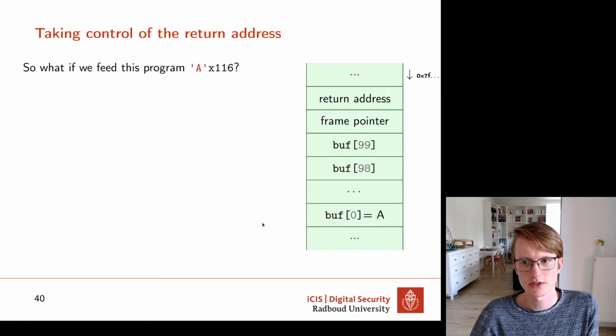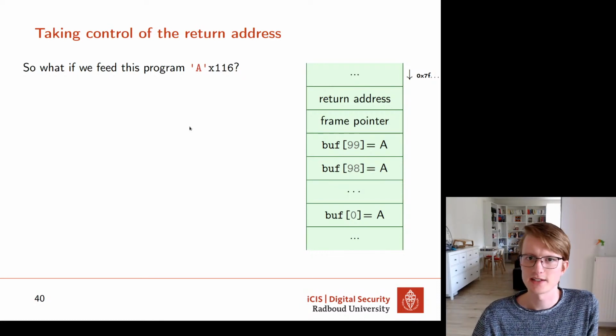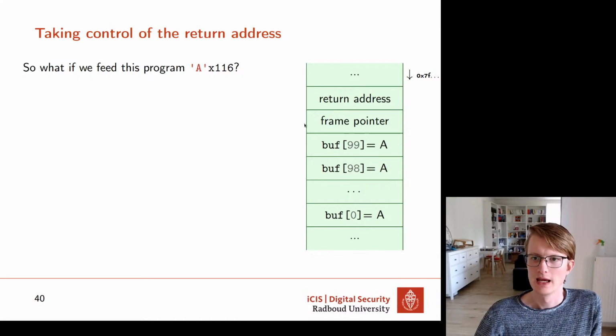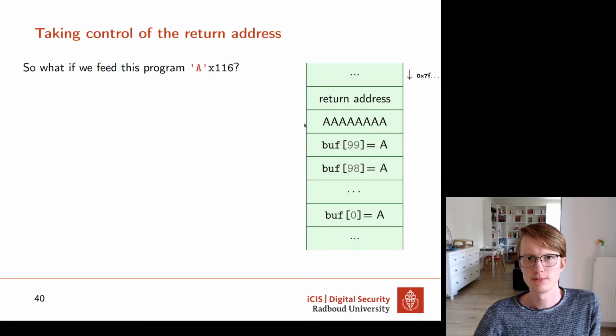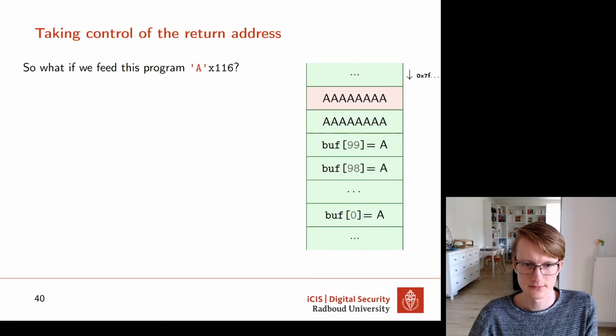So what starts to happen if we start feeding this 116 A's? Well, we'll first write all of the 100 A's that are fitting in the buffer, and then we'll start to overwrite the frame pointer. And then we're starting to overwrite the return address, and then our program will crash. You can also see that in the example. We'll just do it with a single line here. 116.